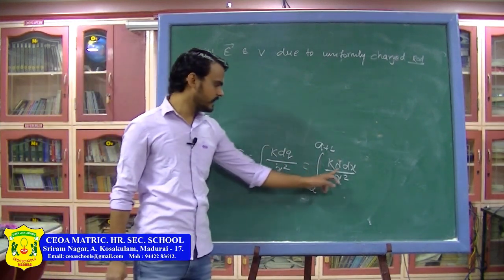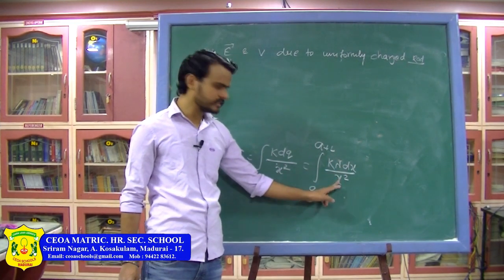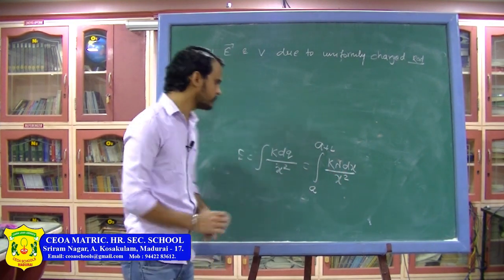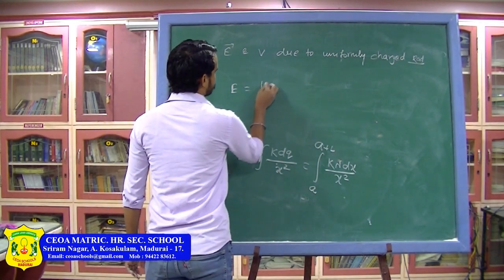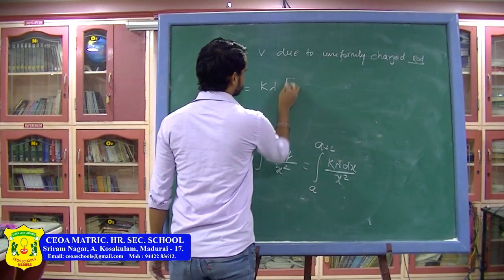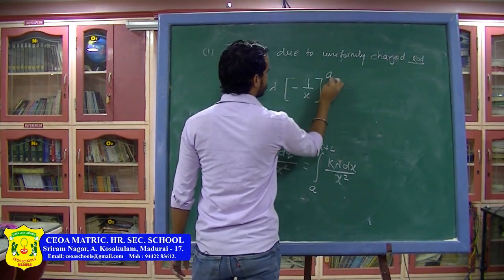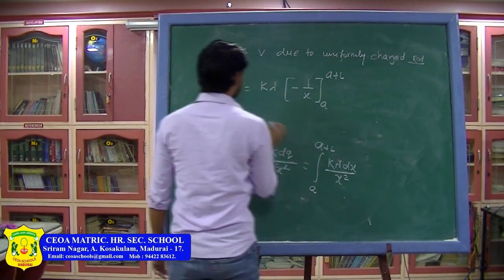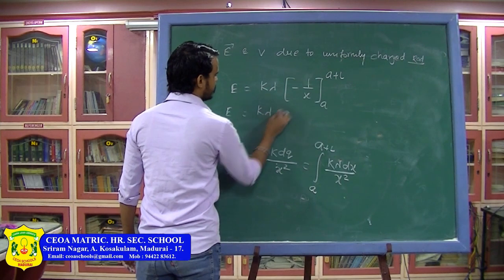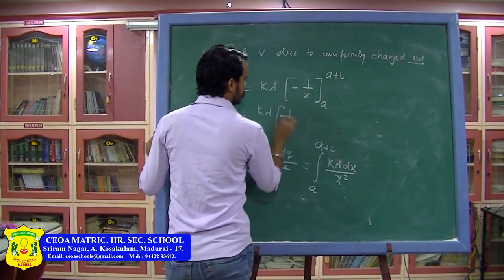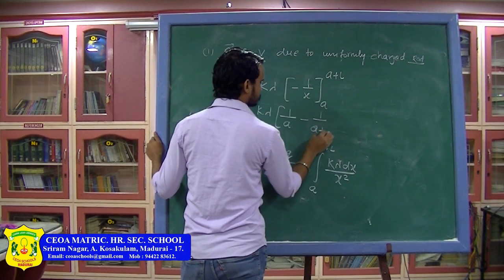Now as k and lambda are both constants, I can take them outside. The integration of 1 upon x square is minus 1 upon x. So I can write the total electric field as k lambda times minus 1 upon x from a to a plus l. From this I will get E is equal to k lambda times 1 upon a minus 1 upon a plus l.